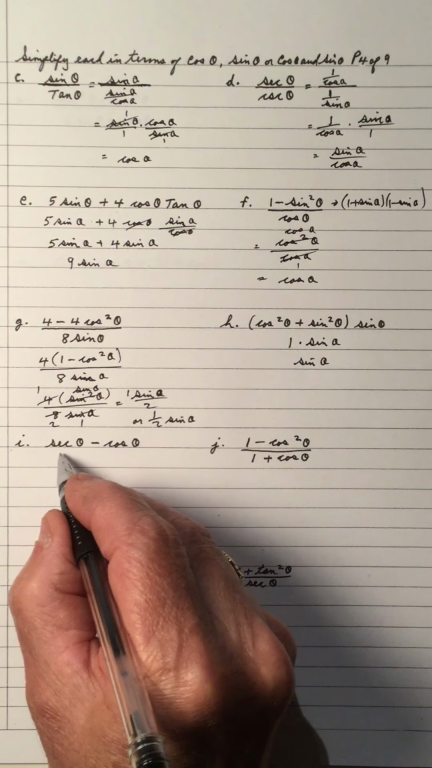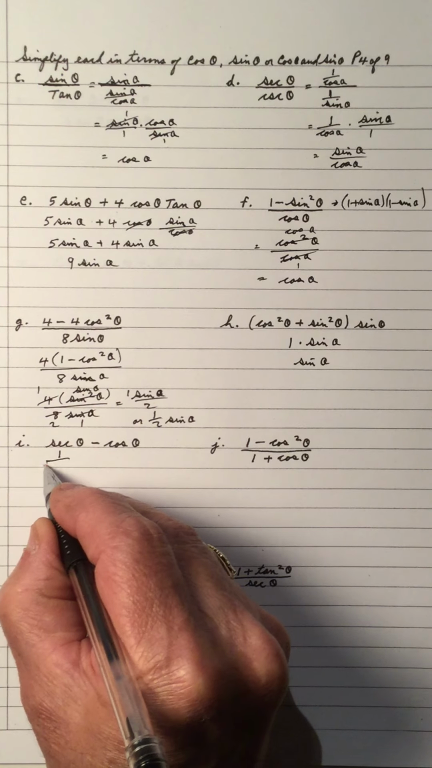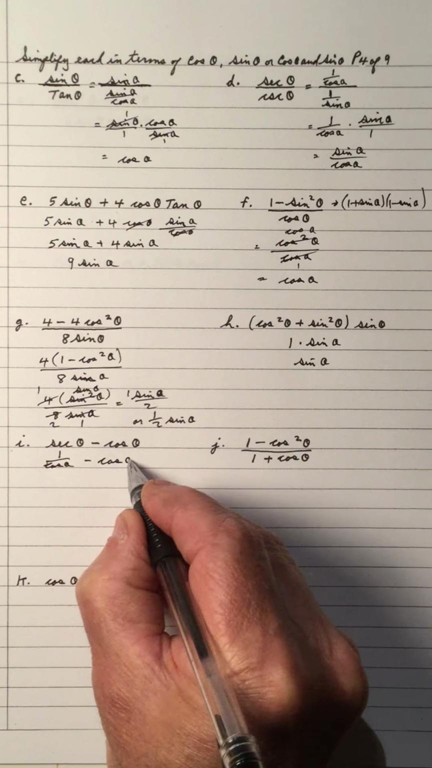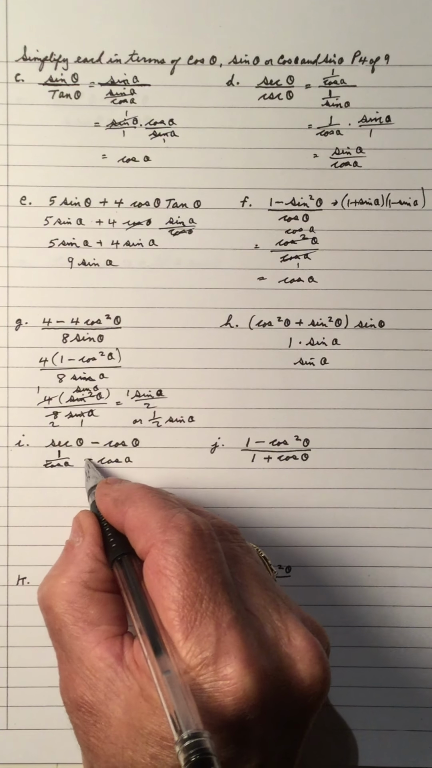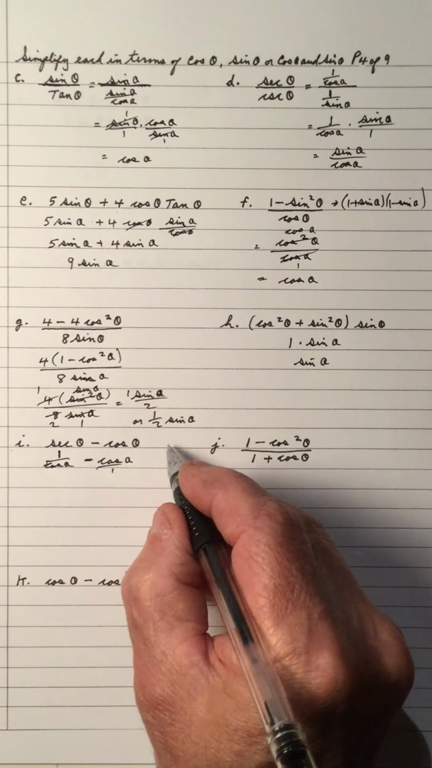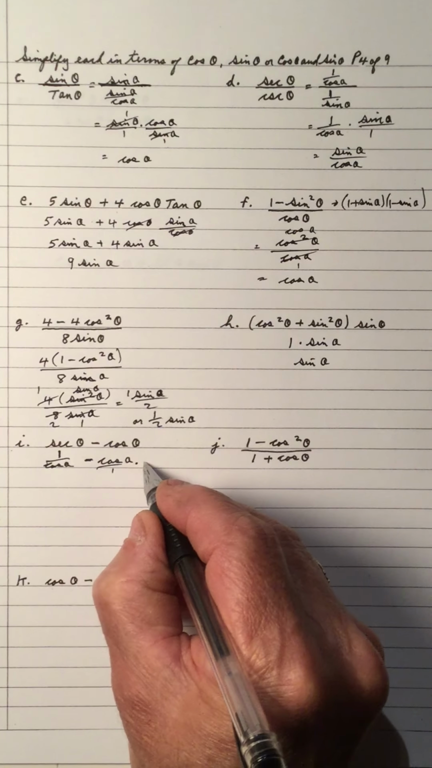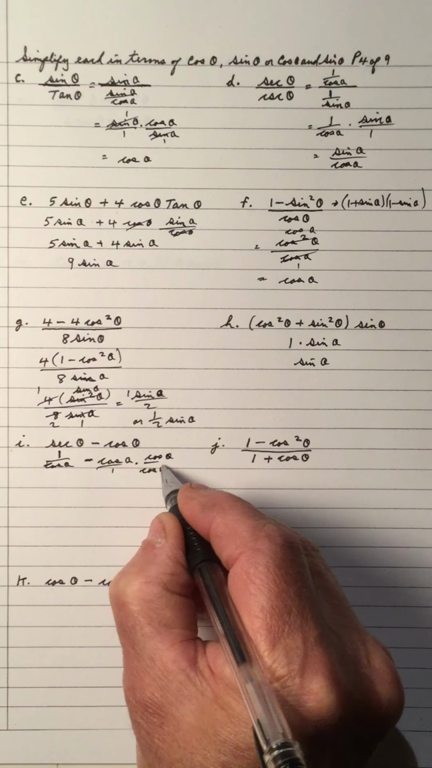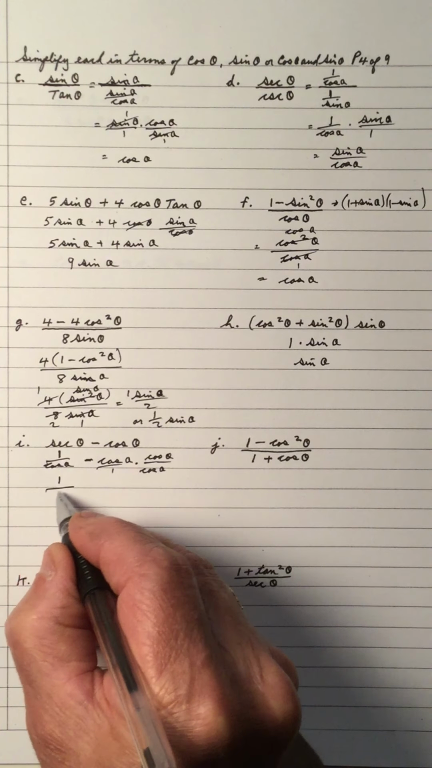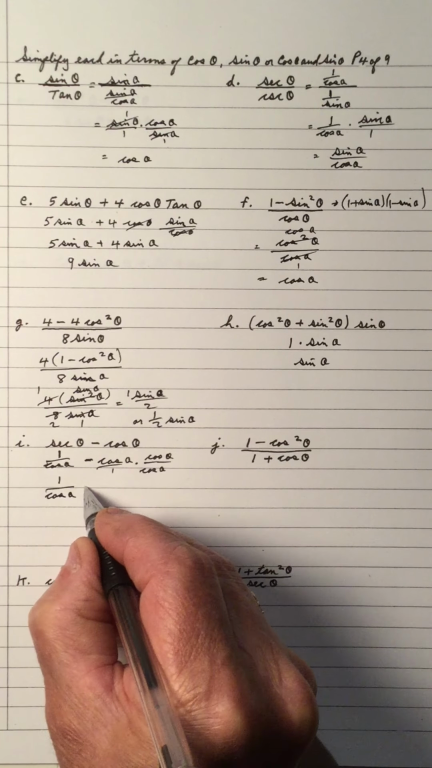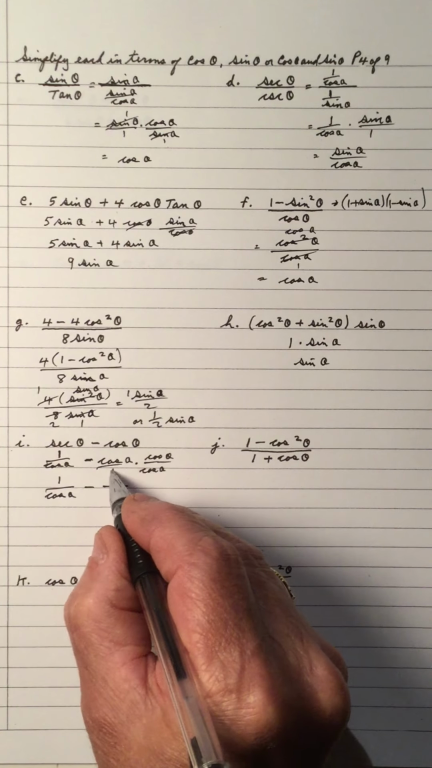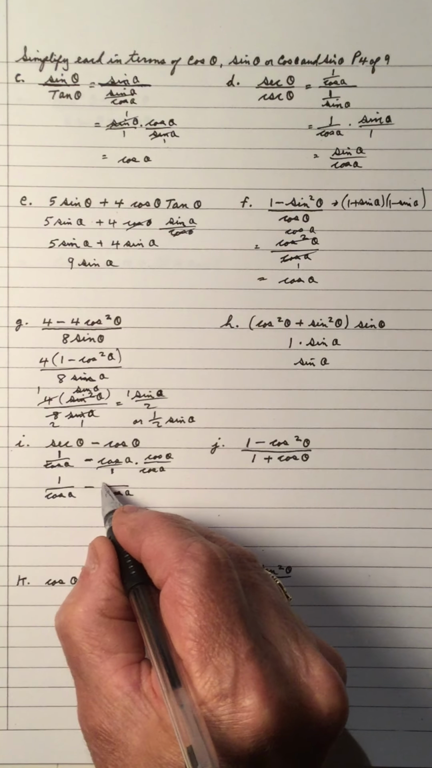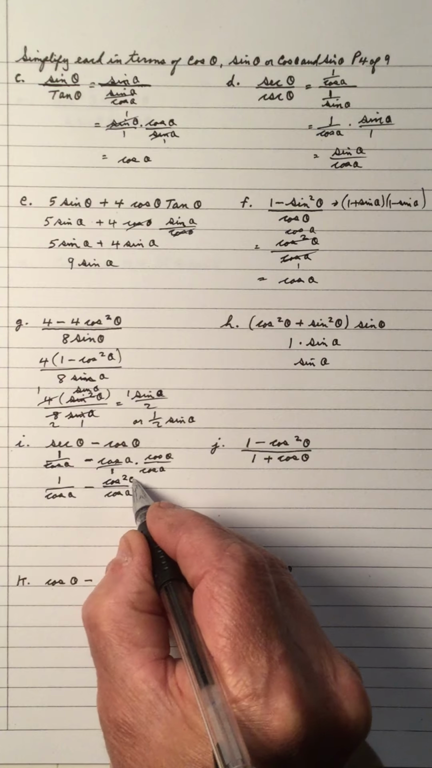I, we have to change these. Secant is 1 over cos theta, minus cos. And common denominator is cos, so we multiply this one by cos theta over cos theta. So that's 1 over cos, and 1 times cos is cos theta. Cos theta times cos theta is cos squared theta.